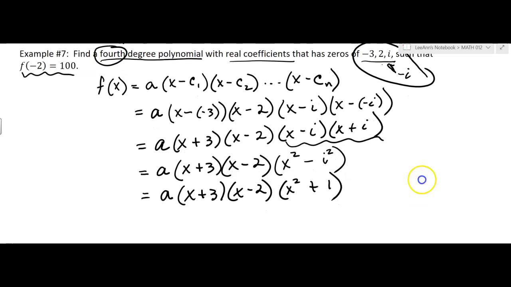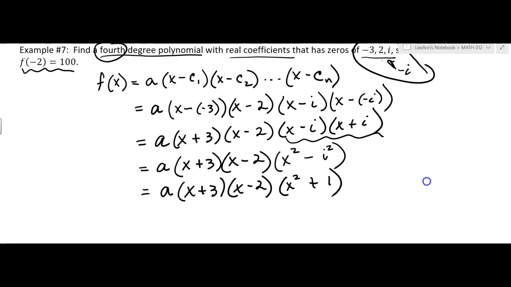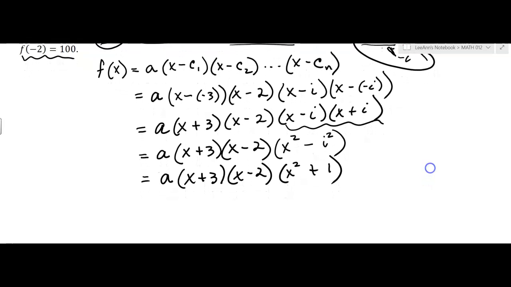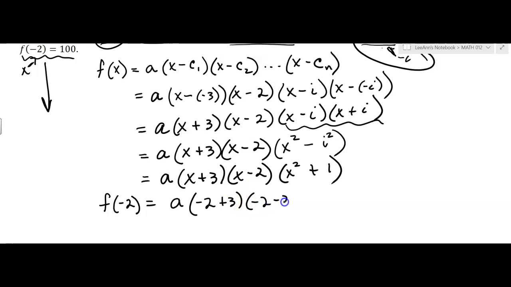Okay, now what do I want to do from here? I have to figure out what a is eventually. I think it would be easier to do it now than later. So I'm going to use this piece of information, and it says x is -2. When x is -2, it's going to equal 100. So if I write f of -2, I would have a times -2 plus 3, -2 minus 2, and then -2 squared plus 1, and that all has to equal 100, okay?